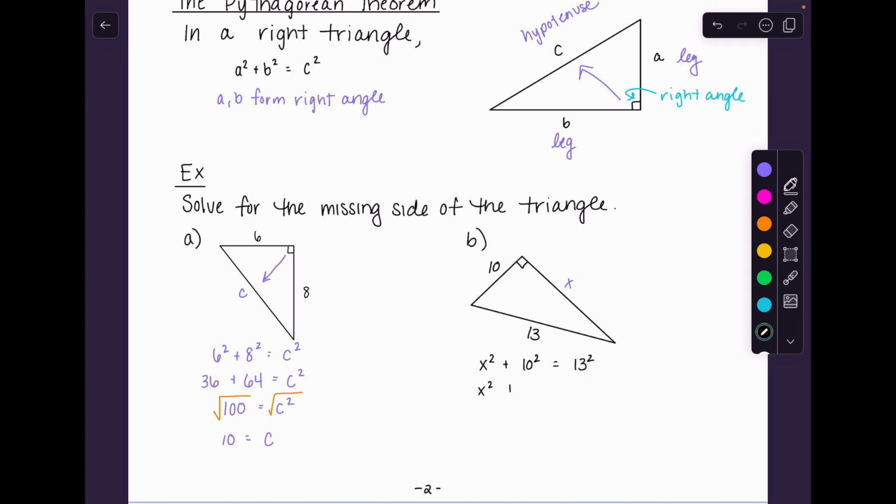So if you take 10 squared, 10 times 10 is 100. 13 times 13 will give you 169. So solving for x squared, we go ahead and subtract 100, and that gives us x squared is 69. So if I want just the value of x, again, we take a square root to make it cancel. And unfortunately, if you plug this into your calculator, you're going to see you get a decimal. It is not a nice number. If it doesn't say to simplify, you don't have to. So you can just say this missing side is the square root of 69.